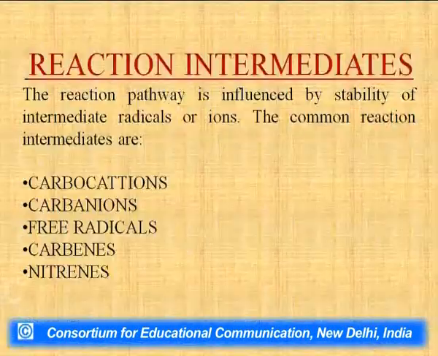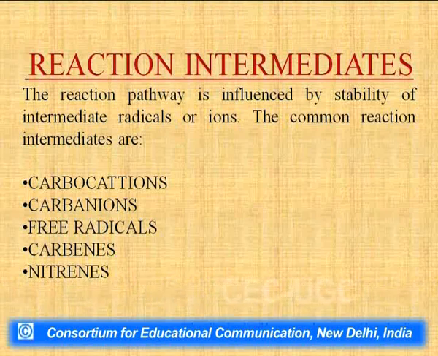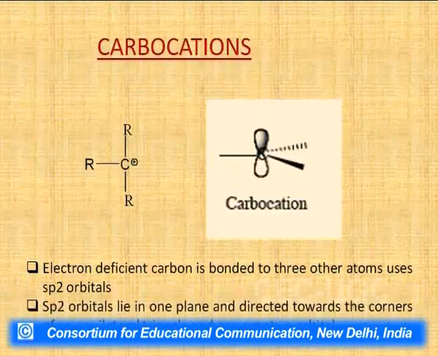As we know, organic reactions take place by radical or, more commonly, by ionic mechanism. What are reaction intermediates? The reaction pathway is influenced by the stability of intermediate radicals or ions. The common reaction intermediates are carbocations, carbanions, free radicals, carbenes and nitrenes. We are aware that carbocations and other intermediates are short-lived and quickly converted to more stable molecules.